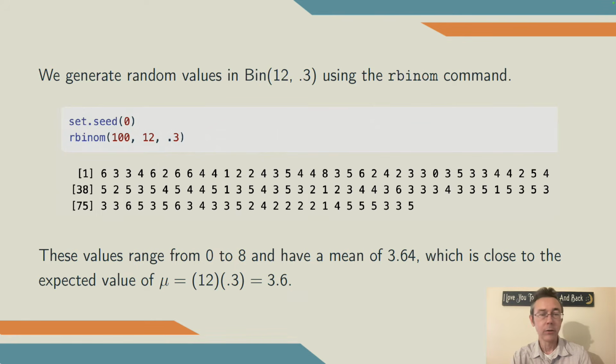Finally, let's generate 100 values from this distribution. And we do that with the rbinom command.